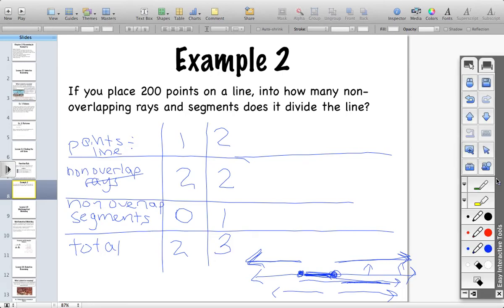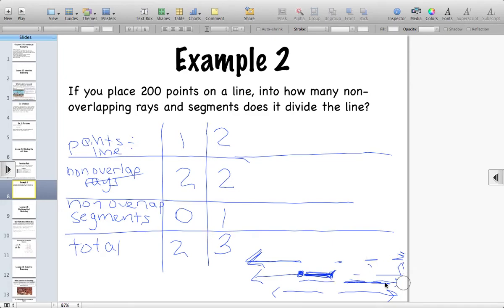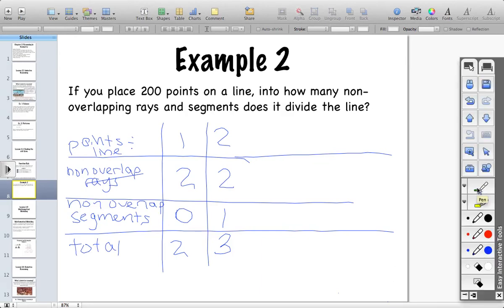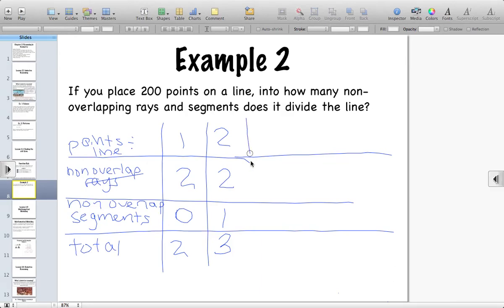And I'll clean that part up a little bit. Hopefully, I won't erase too much. All right, a little bit better. Get back to our pen. Now, the next time, let's see what happens when we have 3 points.